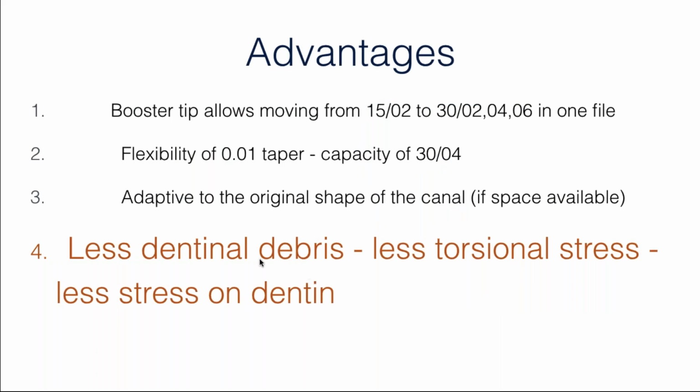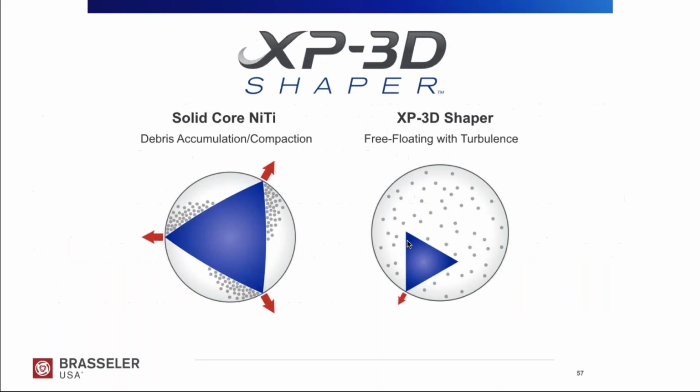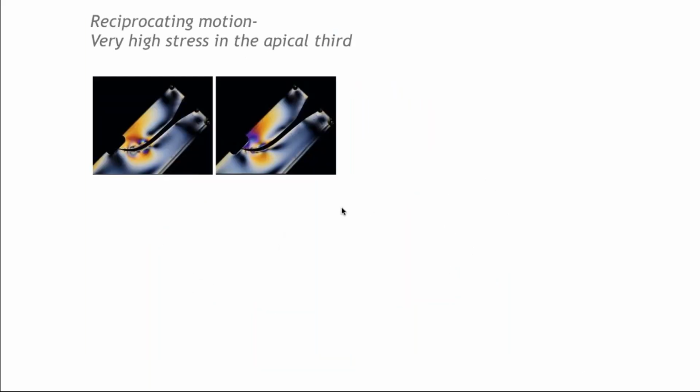Now another very, very important part here is because the core of the file is only an 01, even though you can expand to a 04, 06, 08, because the core is only an 01, there's a lot of space for debris, and there's no real need for the debris to be pushed into the irregularities. And that's very, very important.